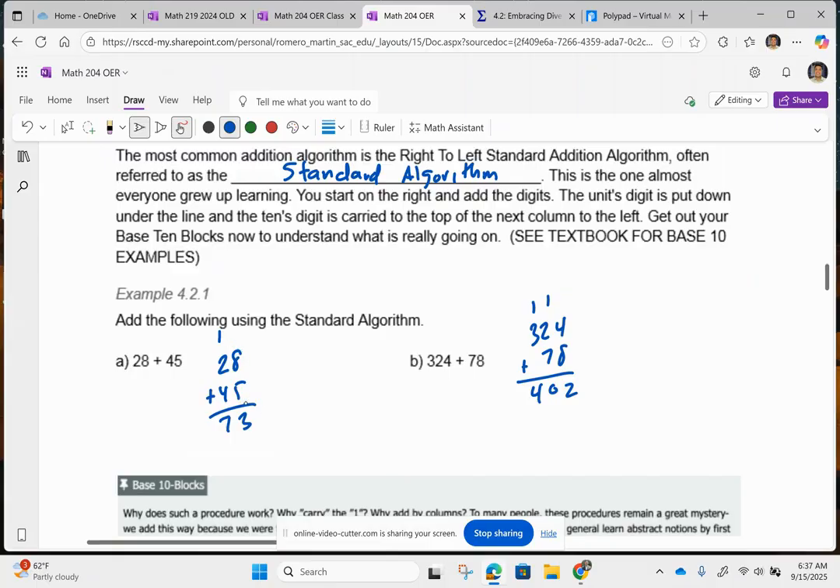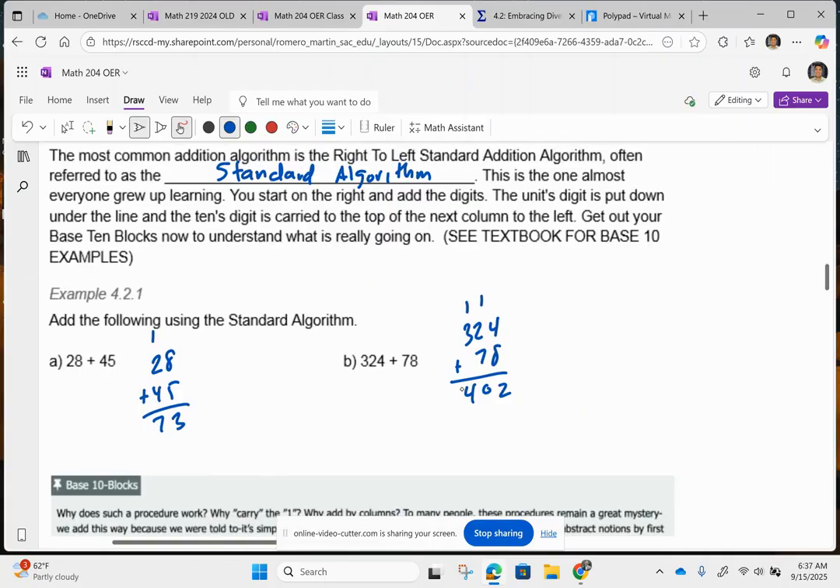28 plus 45, 13, carry the 1, 1 plus 2. And it's efficient, so it works. Remember, compare and contrast this to the thinking strategies we've learned.